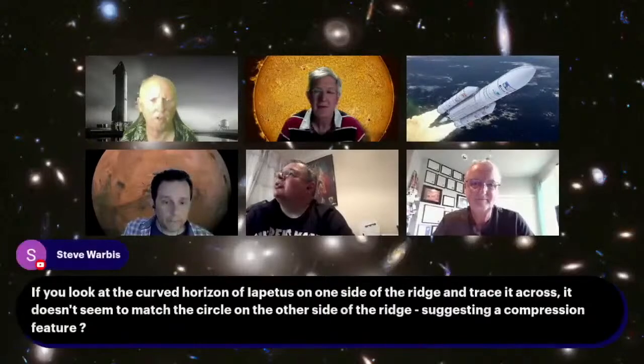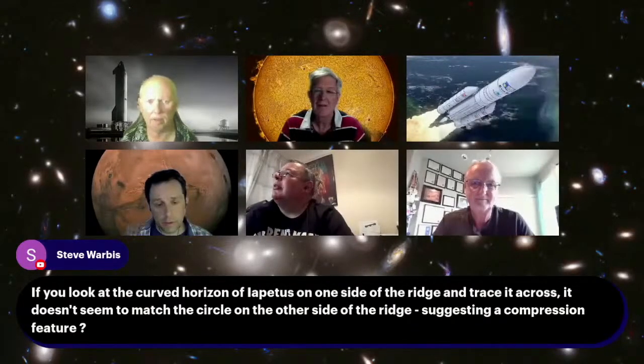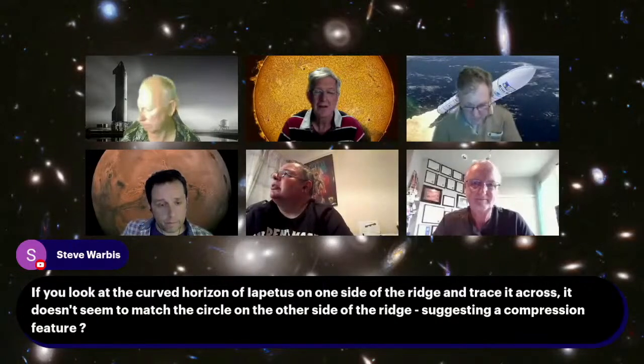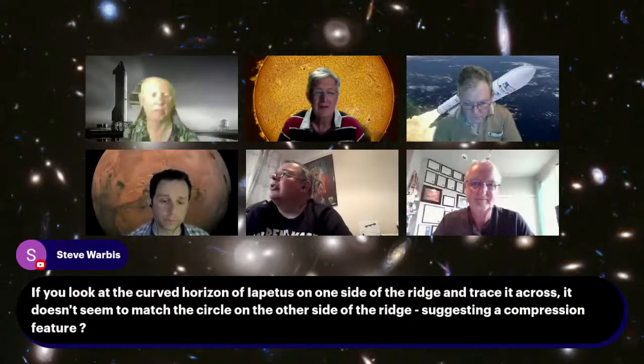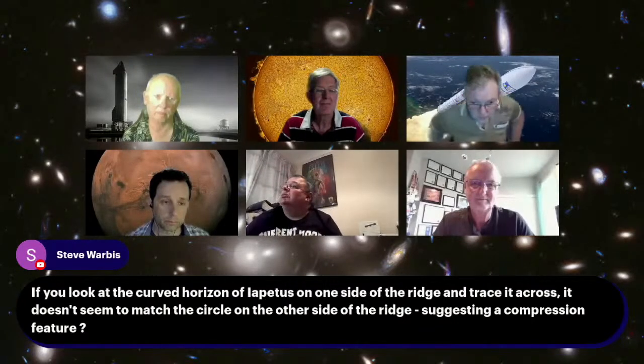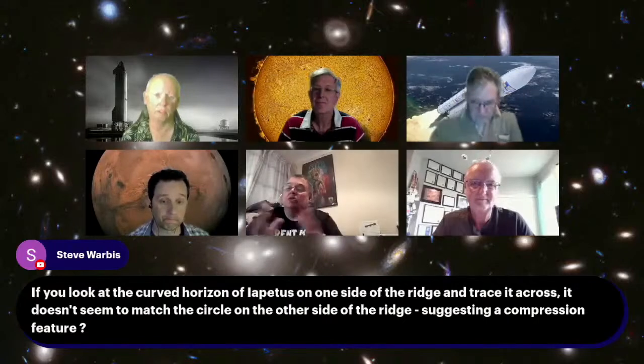Right. So, Steve's just popped in the chat, probably with a theory about that. If you look at the curved horizon of Iapetus on one side of the ridge and trace it across, it doesn't seem to match the circle on the other side of the ridge, suggesting a compression feature. Maybe. Interesting. So you have two things pushing together.